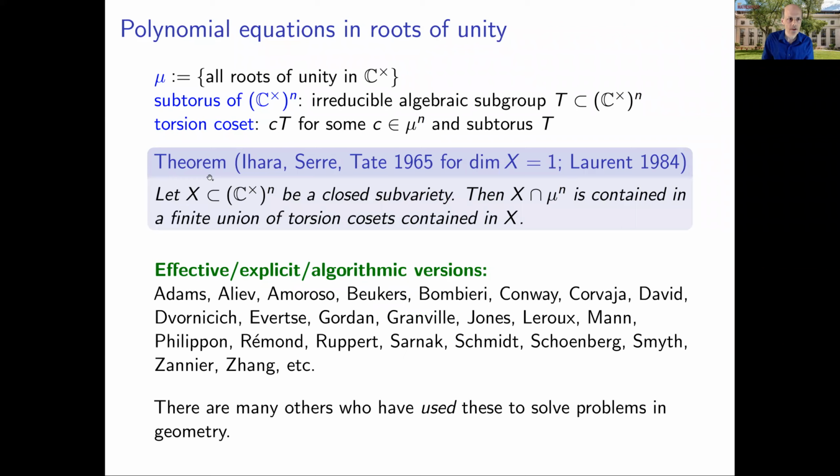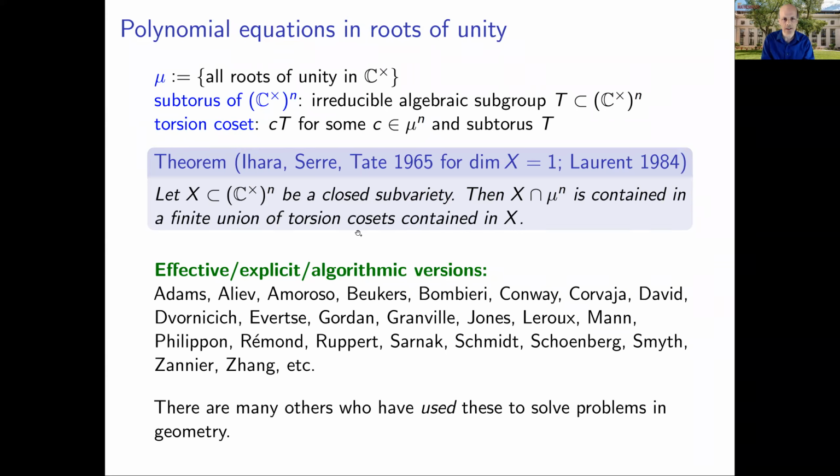And the theorem of all these people is that if you ask for the roots of unity points on any subvariety, then they're all explained by these torsion cosets. So more precisely, if you have any subvariety X of C star to the n, of this torus, and you ask for all the roots of unity points on that subvariety, satisfying the equations that define X, then they're actually all contained in a finite union of torsion cosets, each of which is contained in X.